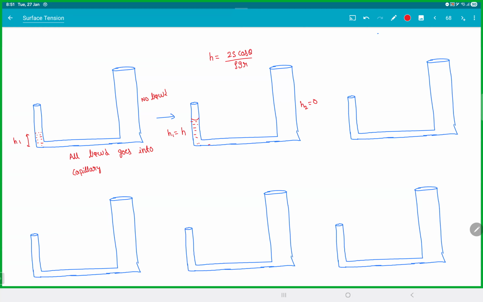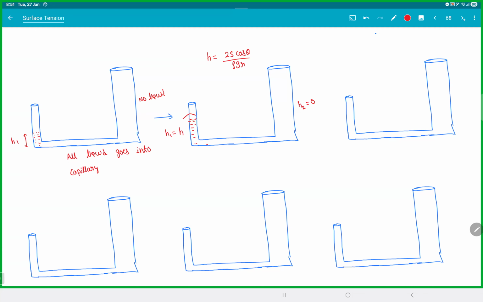Now, after this point, once you start putting the water, now what will happen? Now, see, this much height the capillary will pull anyway. Now, whatever water that you're adding, now this is just because of the pressure. The liquid on the right side will start rising, h2.